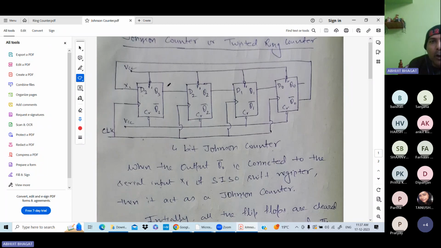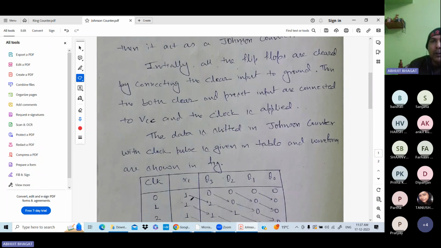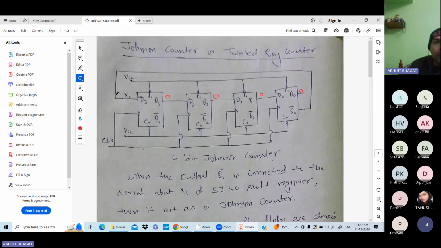Here initially all is set to 0. So at clock 0, Q3 is 0, Q2 is 0, Q1 is 0 and Q0 is 0. Now when you supply the first clock pulse, this input, which is 1, is processed.